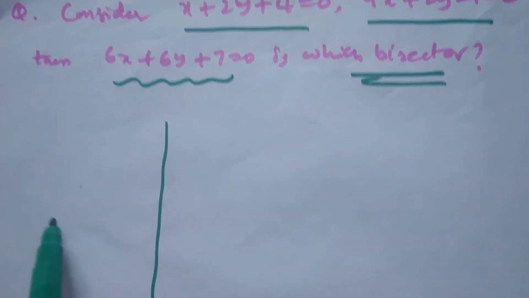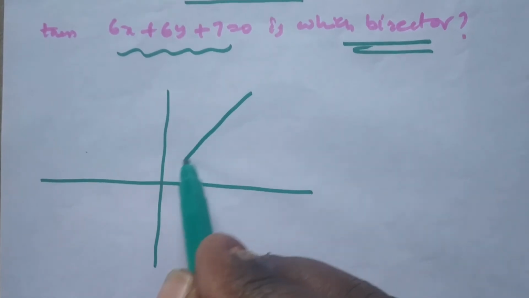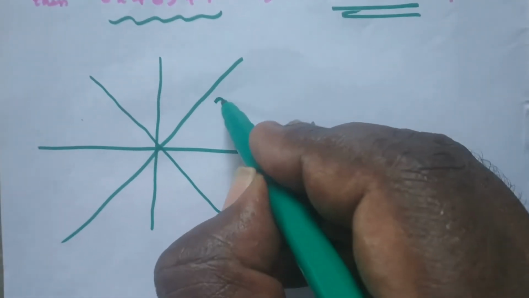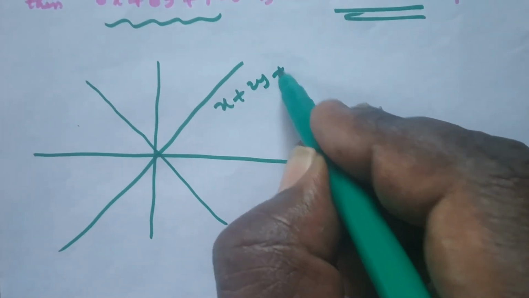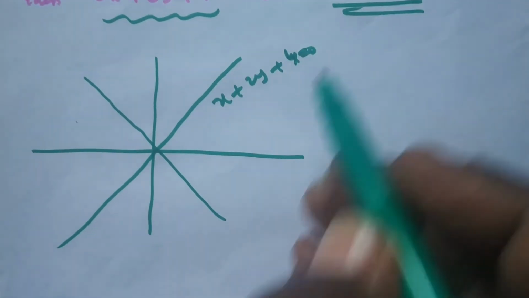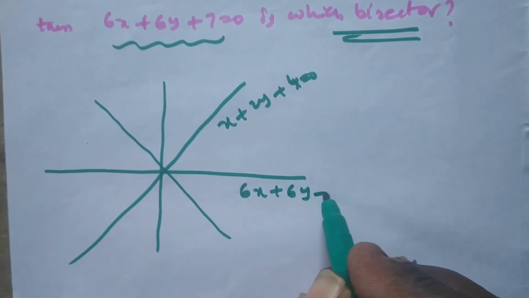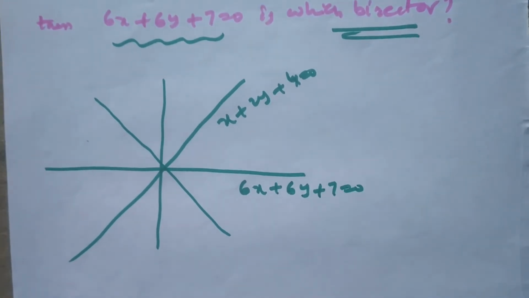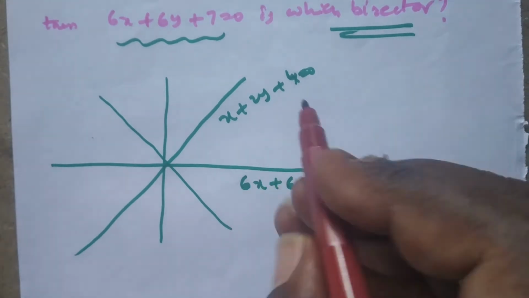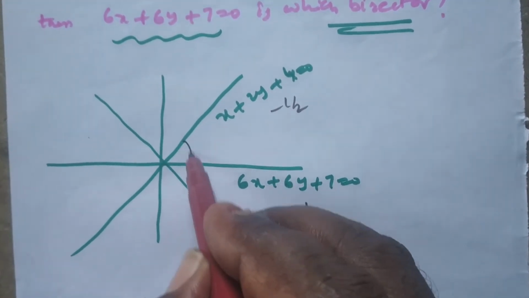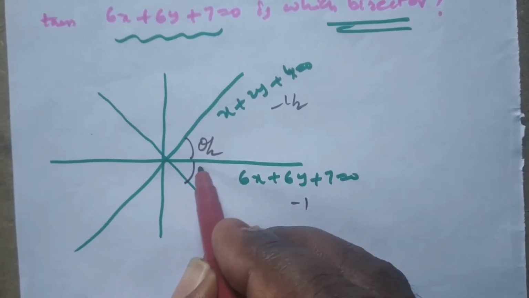So by using the previous concept, these are our two lines. I am taking the first line, that is x plus 2y plus 4 equal to 0. What is my one bisector? 6x plus 6y plus 7 equal to 0. What are the slopes of these two lines? This is minus 1 by 2. Its slope is minus 1. If it is theta by 2, this is also theta by 2.